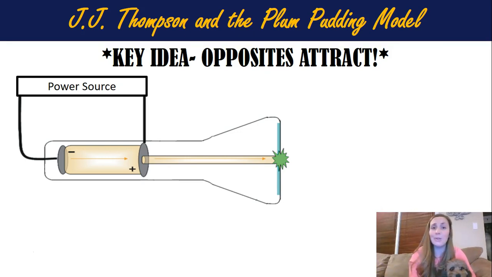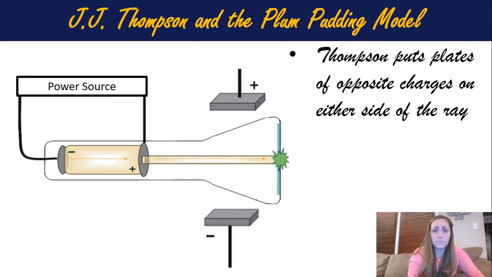So J.J. Thomson knew that. You've heard it before, but for electrical charges, opposites attract. Positive goes towards negative, negative goes towards positive. So when J.J. Thomson wanted to know what this beam was made out of, he put plates of opposite charges on either side of the ray. So we now have a positive plate up here and a negative plate up here.